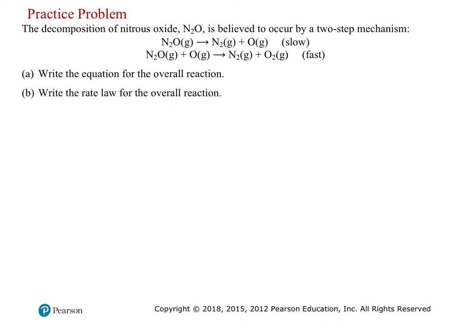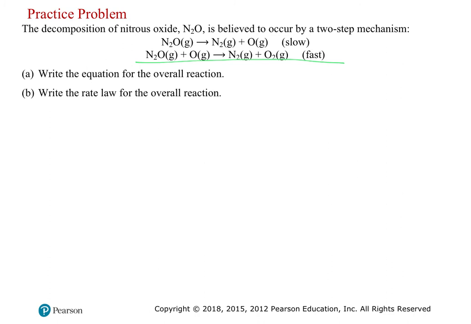Okay, we have this reaction here where nitrous oxide is believed to occur by this 2-step mechanism. So we have nitrous oxide decomposes into nitrogen and oxygen atom, and then nitrogen monoxide plus an oxygen atom reacts to form nitrogen and oxygen. So what's the overall reaction?